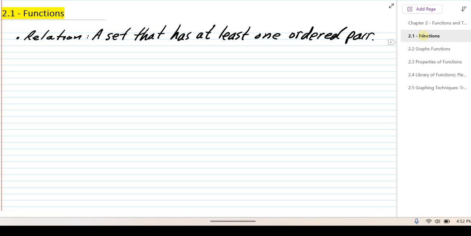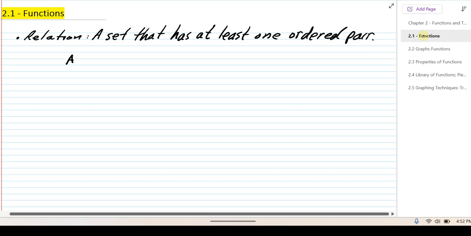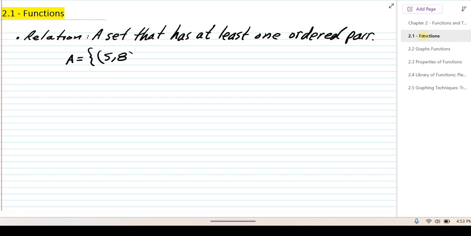Before we actually define a function, let's define a relation. Now, in its simplest definition, a relation is simply a set that has at least one ordered pair in it. So let's say I have set A and my ordered pair, and for us the ordered pairs are numbers usually, but they could be other things as well. They could be names, they could be whatever. But our focus would be on numbers. So here's a relation. I got an ordered pair in it.